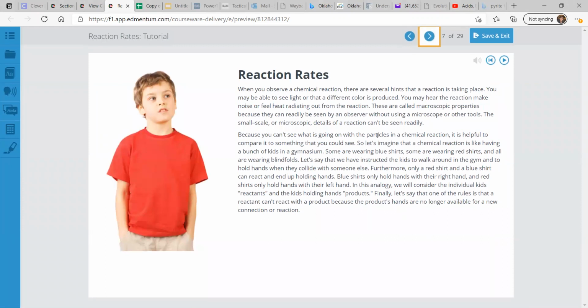So, if you're observing a chemical reaction, there are some hints that a reaction is taking place. If you see light, a different kind of color is being produced. You may hear the reaction make noise or feel heat radiating out from the reaction. These are called macroscopic properties because you can see them without a microscope. You can see them with your own human eye, and that makes it macro.